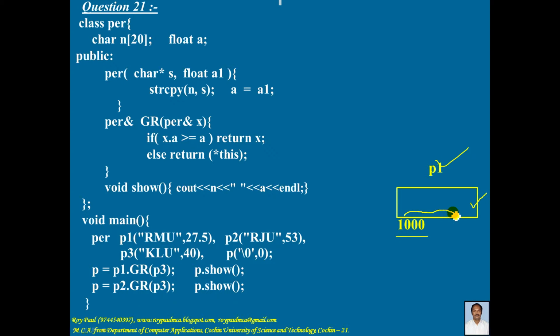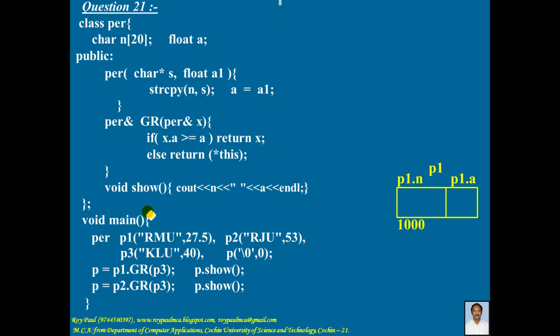Now this content area is divided into two parts because this class consists of two data members, data member 1 and data member 2. So divided into two parts. The name of the first part is the name of the object dot member 1. So p1.n. And the name of the second part is p1.a. So here memory is allocated for the object p1.